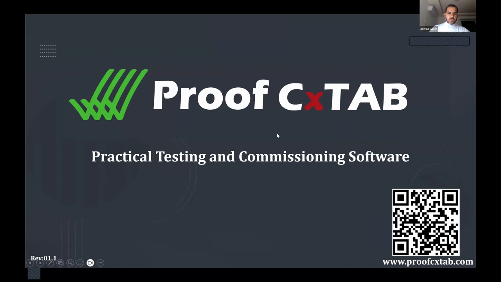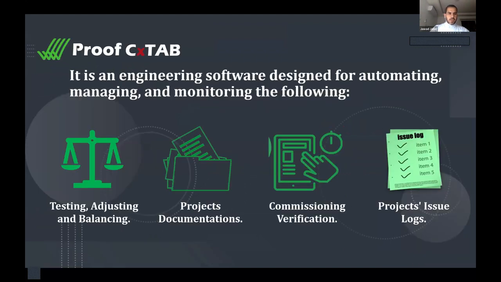Proof CX Tab is a software for testing, adjusting, and balancing companies, as well as commissioning firms. It can handle both of these aspects of any project directly from one software. So what can Proof CX Tab provide? Testing, adjusting, balancing. This is one scope. A project documentation, commissioning verification, and project issue logs using your mobile app.